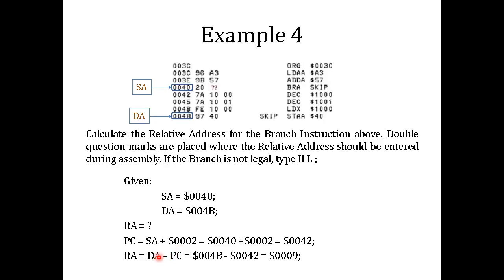Same way, right? Destination minus PC. Destination is given. The relative address is 0009, but remember we have to drop the higher byte, right? Once you drop the higher byte, it becomes 09. Now that means that this question mark byte will actually be replaced by something calculated, which is 09, a single byte, which will be placed in place of the question mark, right? So that will be the byte there, and that is the relative address.